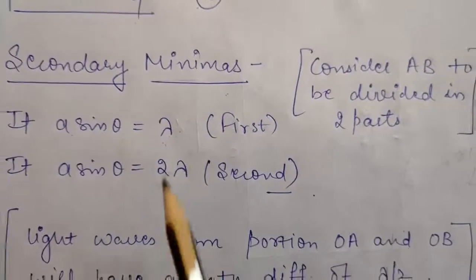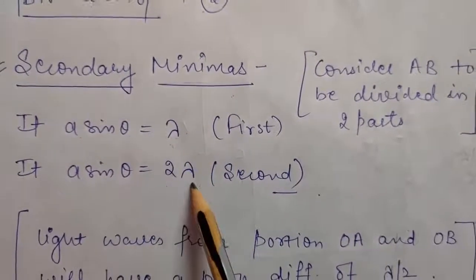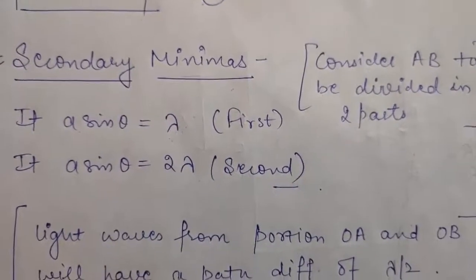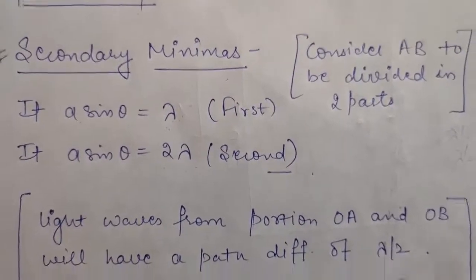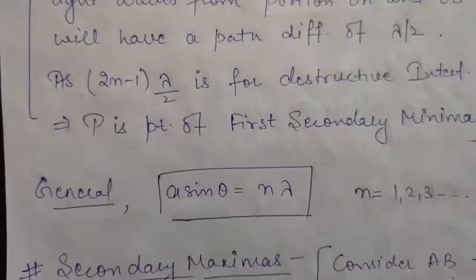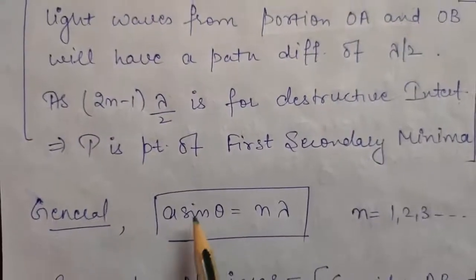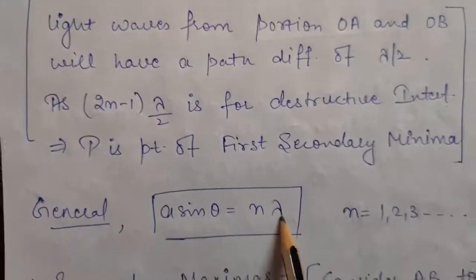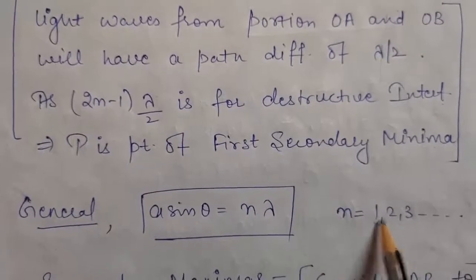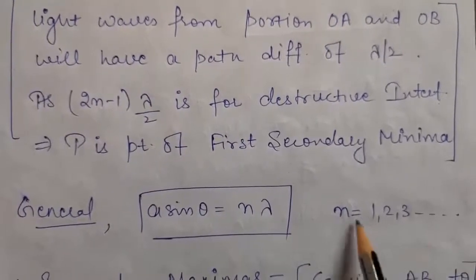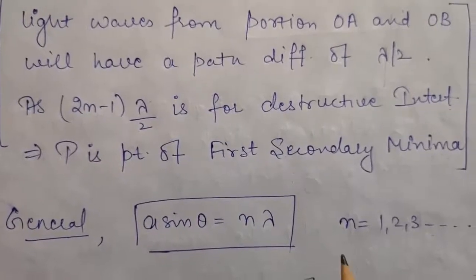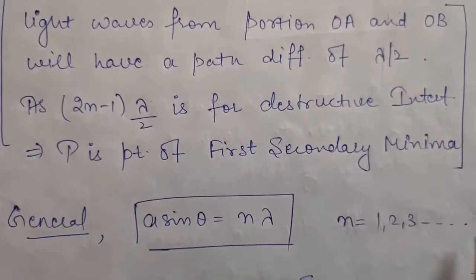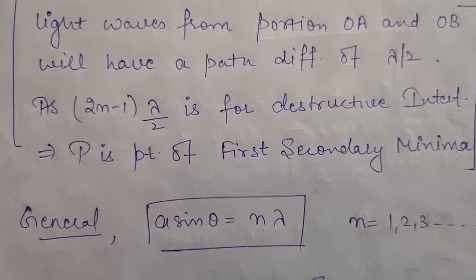So that means lambda, 2 lambda, 3 lambda, 4 lambda, all will be points of secondary minima. To generalize, for secondary minima, a sin theta should be equal to n lambda, where n varies as 1, 2, 3 and so on, because n equal to 0 is the point of central maxima. So here n starts from 1, 2, 3 and so on. So this was about secondary minima.